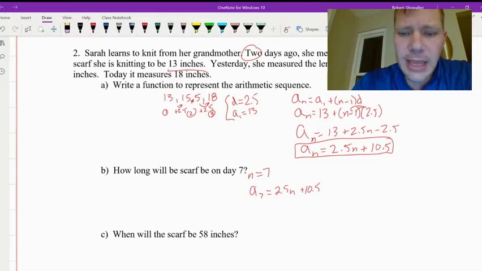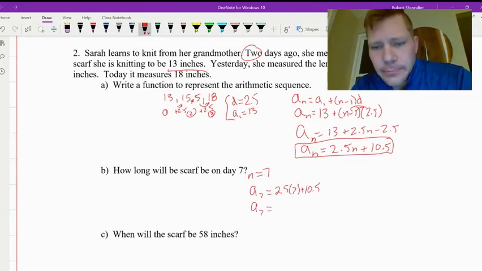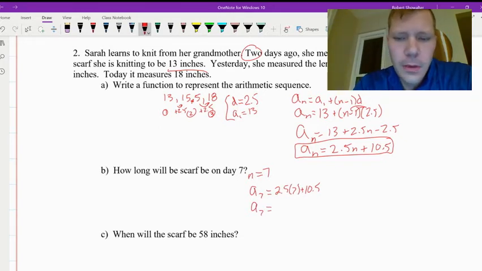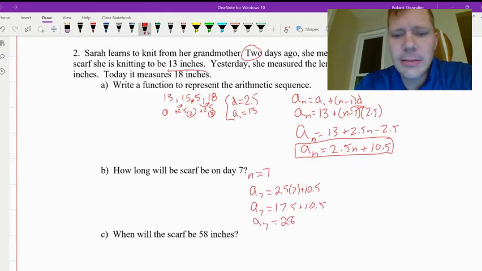Oh, instead of n though, we want a 7 there because we're talking about what happens in the 7th day, or the 7th part of the sequence. So a sub 7 equals 17.5 plus 10.5. So a sub 7 equals 28. So we put it back in context.